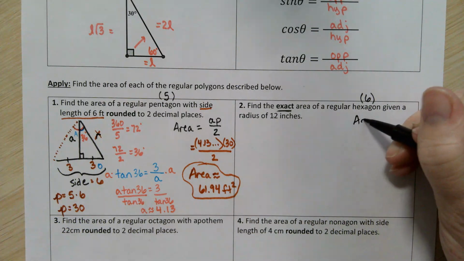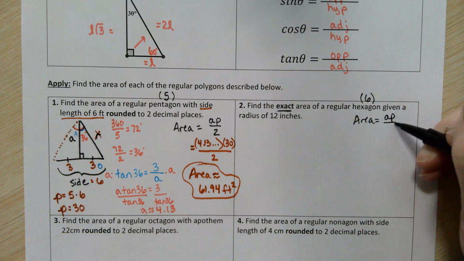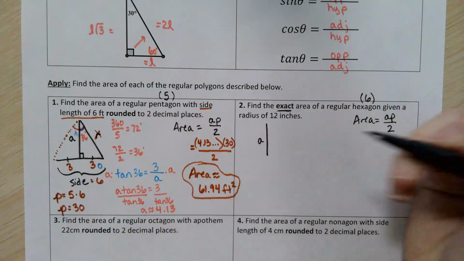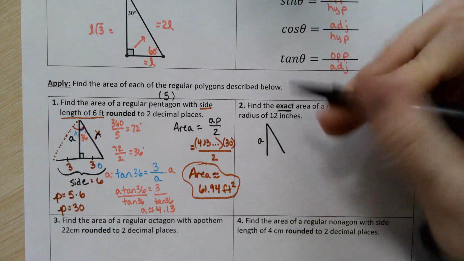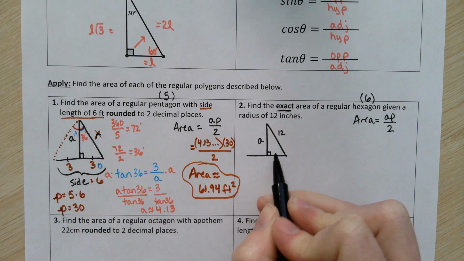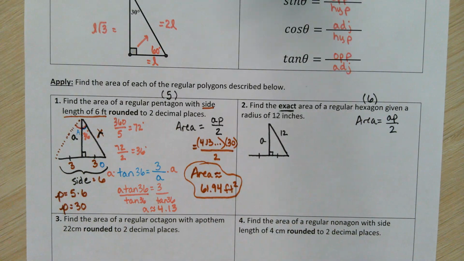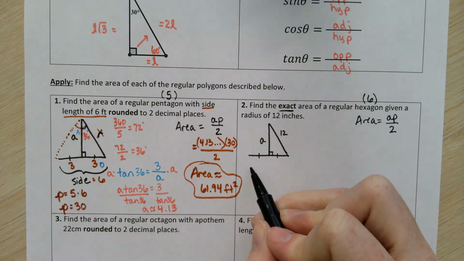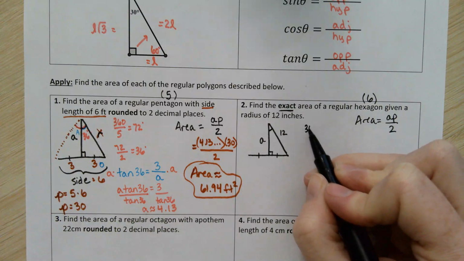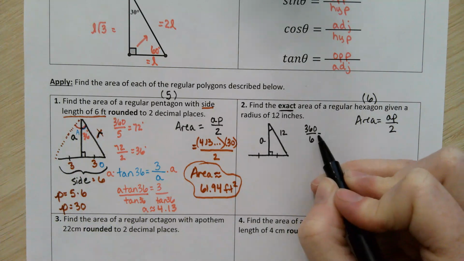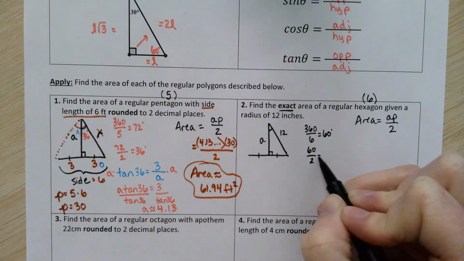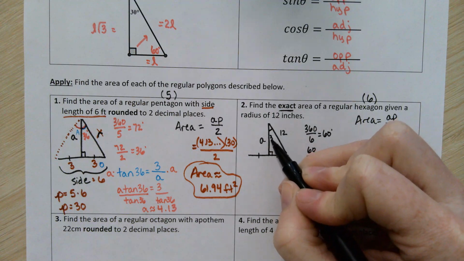So first things first, my goal is area of a regular polygon. So AP over 2 is the goal. I'm going to set up my apothem, which I do not know. My radius, which I do know, that's 12. My side length for the hexagon, which is cut in half. And then I'm going to start working on finding that angle at the top. So if we're in hexagon mode, the central angle would be 360 divided by 6. But remember, this is only half of that central angle, so we're going to need to divide that by 2.